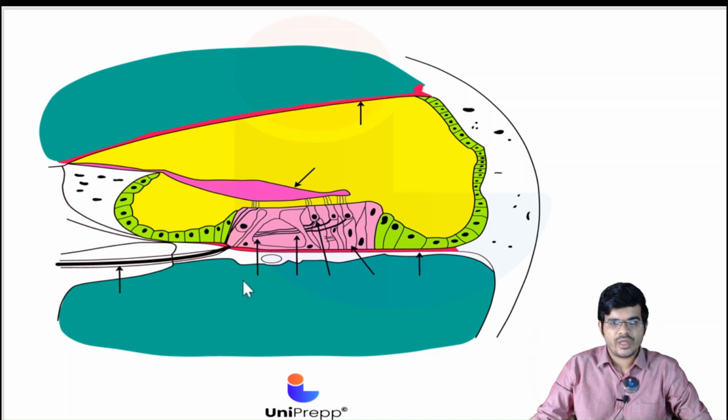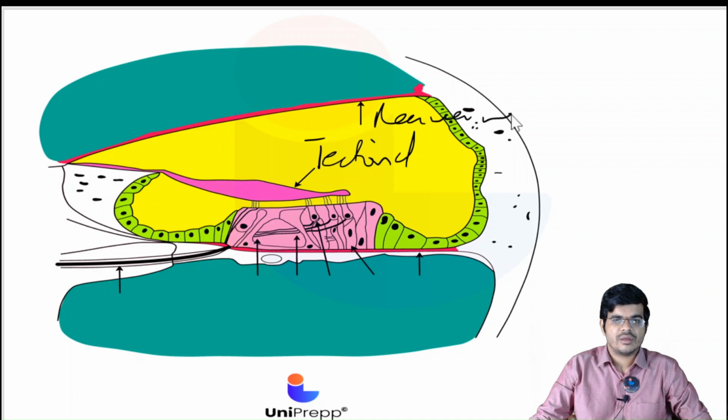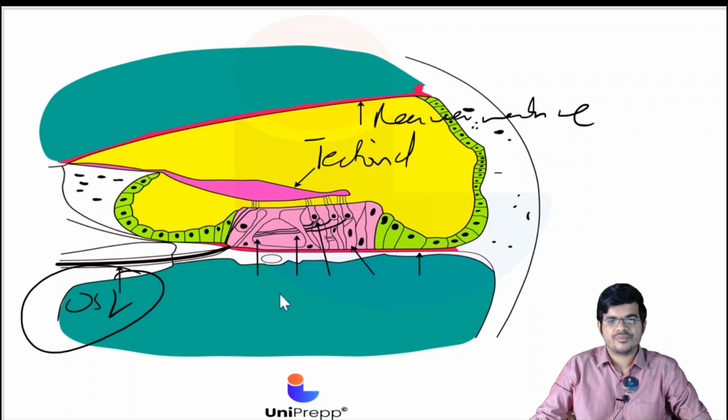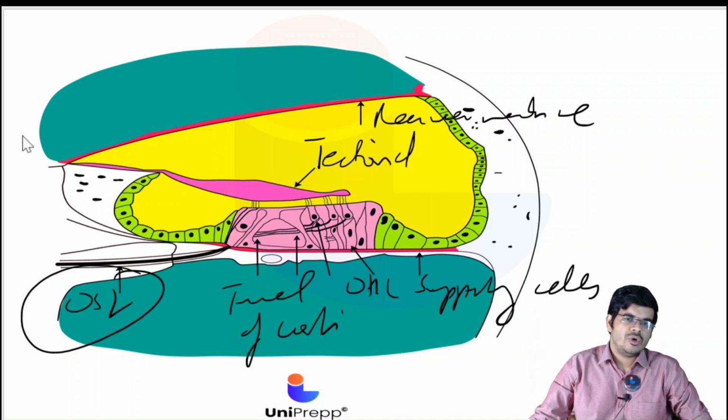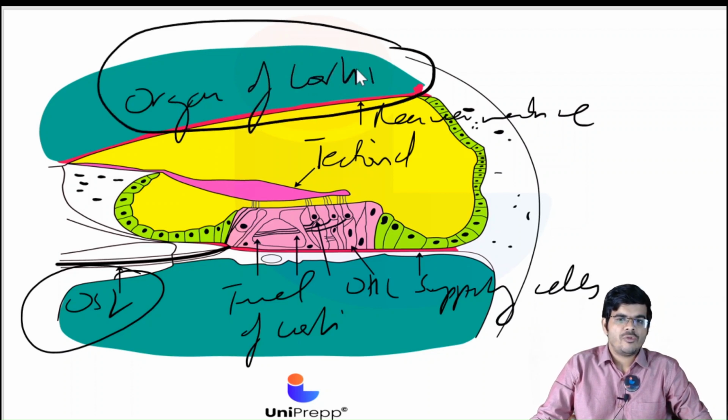This is the organ of Corti, and here you have the tectorial membrane. This is Reissner's membrane. The osseous spiral lamina you see here. This is the tunnel of Corti, and here you have the outer hair cells. These are the supporting cells. This picture of the organ of Corti is very important, not just for your theory exams. Entrance exams also ask about it, so questions may be asked.